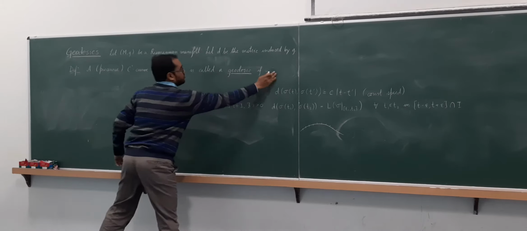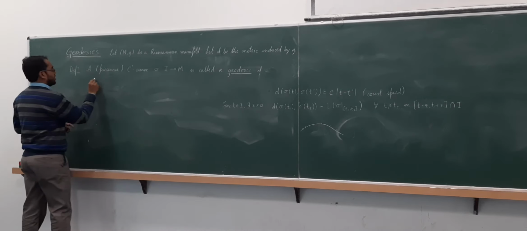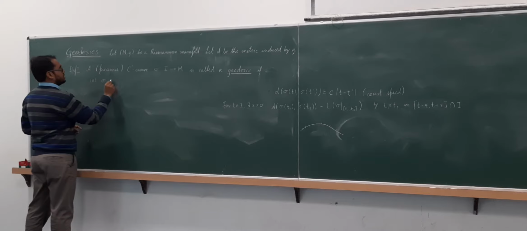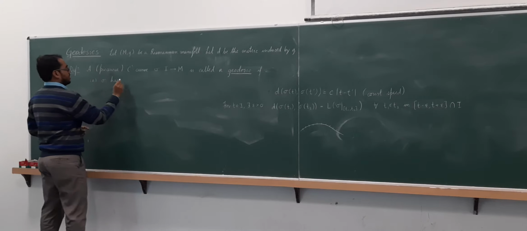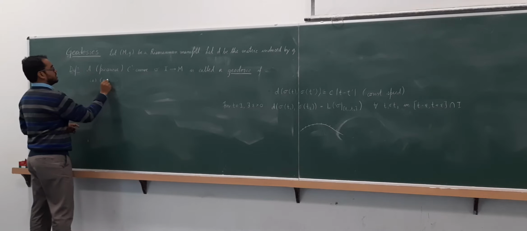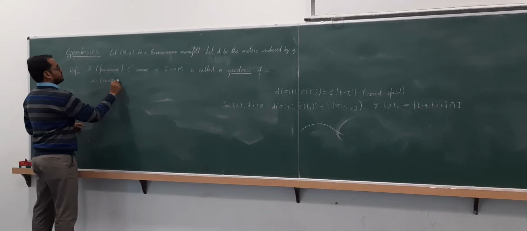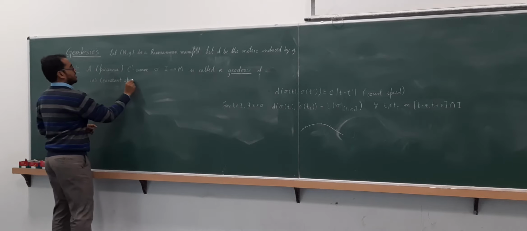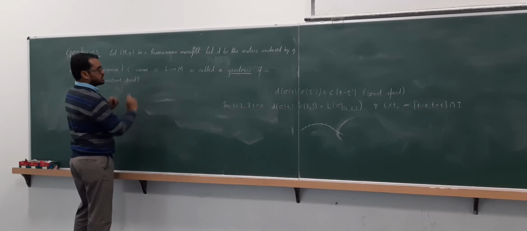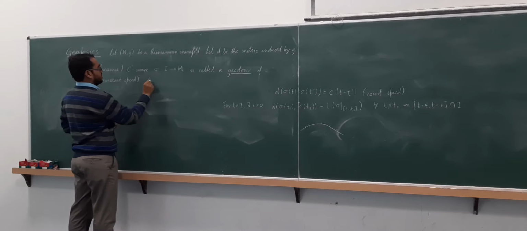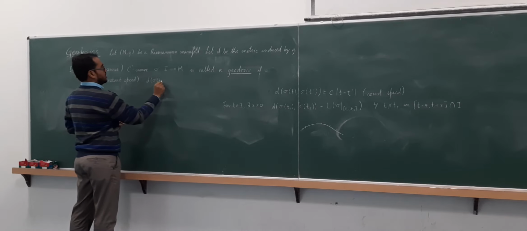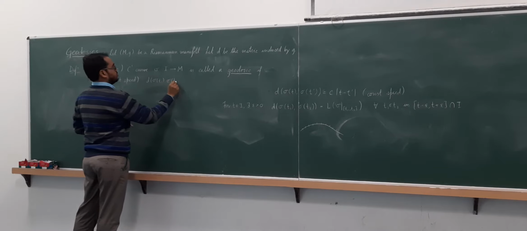Let's say, if sigma has, let me put it this way, constant speed. This is the first criterion. So this simply means that, right? The distance of sigma t1, sigma t2.